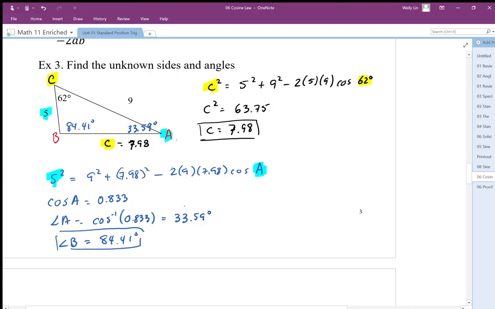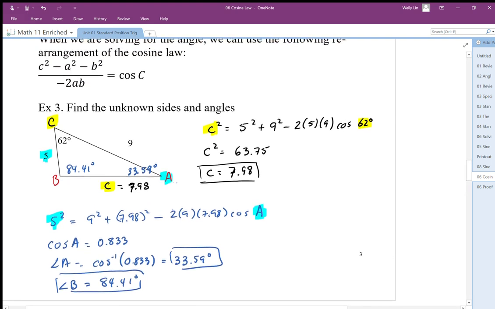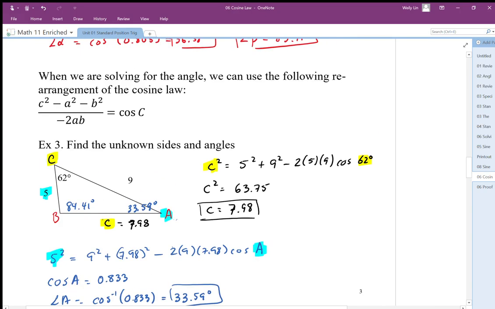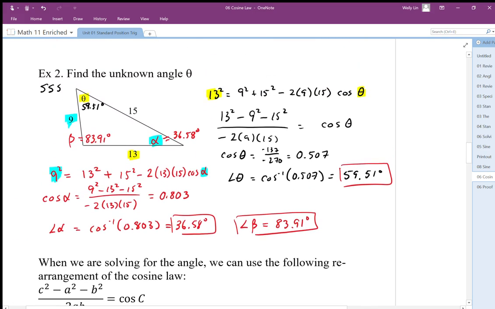Just make sure that it's clear where all your solutions are when you do this, because there's lots of work that has to be organized here. Okay, so there you have it. This is our two situations where you use the cosine law: side, angle, side. Okay, so I'm going to write that down here, side, angle, side, or side, side, side, okay, where we have to solve for the angle.